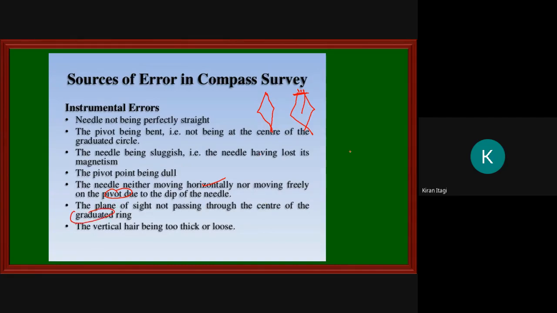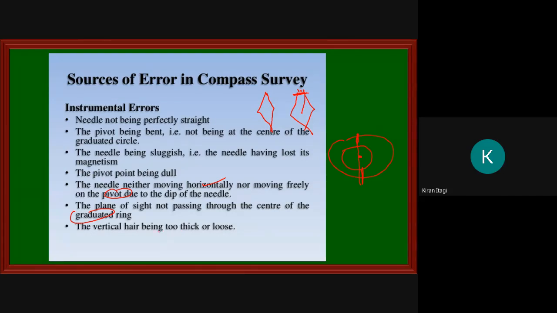Okay, this is my compass, this is my center. The compass center and the graduation scale center also. Here I have the line of eye vane, this is the sighting vane. These all three should be in a straight line. If it is not, then we will get some error.